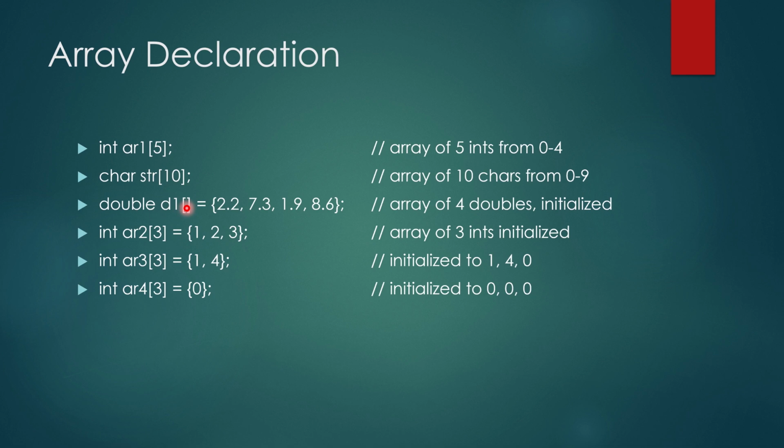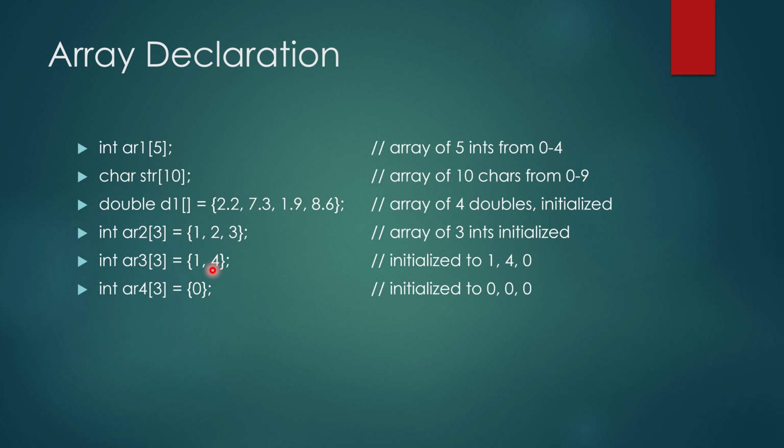We don't specify the size, but we assign some values to it, which initializes it. And because we initialize it with 4 values, it automatically sets the size to be 4. Here we have an array of 3 integers, which we assign 1, 2, 3. Here we have an array of 3 integers, which we assign 1 and 4. But because we didn't provide enough values, it automatically adds an extra 0 for us. So whenever we don't provide enough values, it pads the rest with zeros.